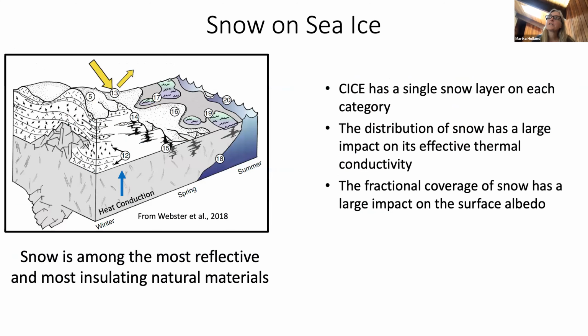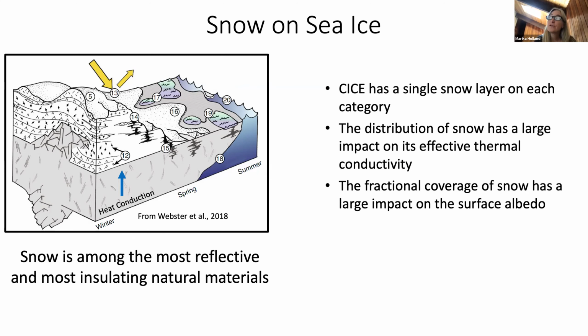Another aspect of our project is looking at snow on sea ice. So within the model treatment, the sea ice model has a single snow layer on each ice thickness category. But we know that the snow on sea ice is very heterogeneous. And so this is really not something that we represent very well. And we also have indications that this could be quite important for the sea ice mass budgets. So in particular, the distribution of snow has a very large impact on the effective thermal conductivity of that snow, and so sea ice growth in the winter months.